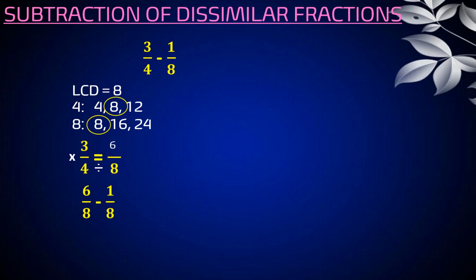So, dahil pareho na ang kanilang denominator, pwede na tayong mag-subtract. So, 6 minus 1 is equal to 5. Copy the denominator 8, so we have 5 over 8.